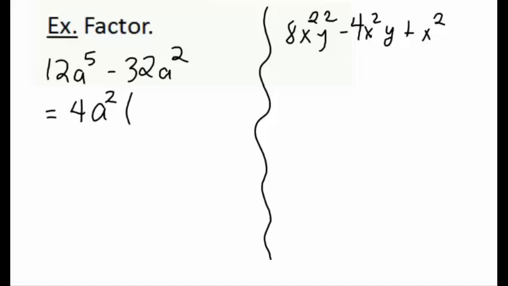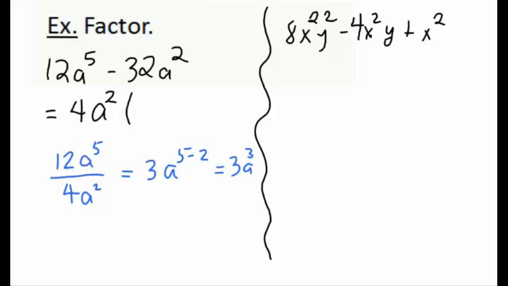Now we go back and we divide each monomial by this GCF. So in my mind I'm thinking, well, what's 12a to the 5 divided by 4a squared? 12 divided by 4 is 3, and we can use the subtraction rule for the powers of a. So we get a to the 5 minus 2, or a to the 3. This is the value that's going to go in our first spot in our new factored polynomial.